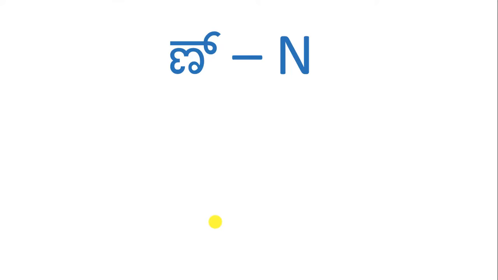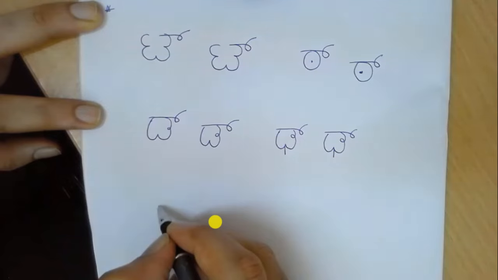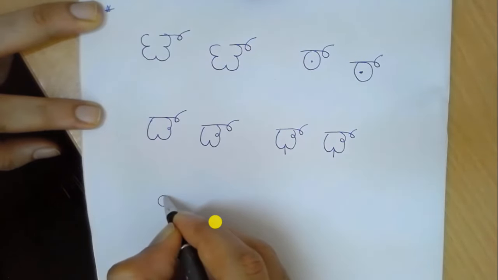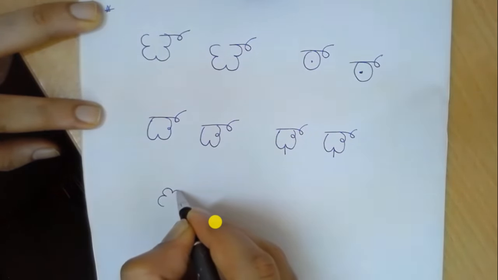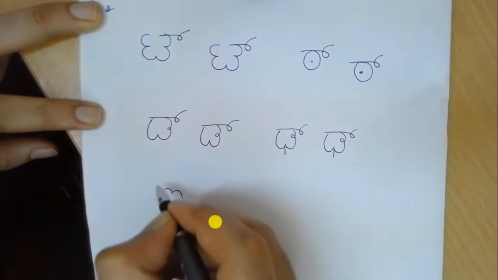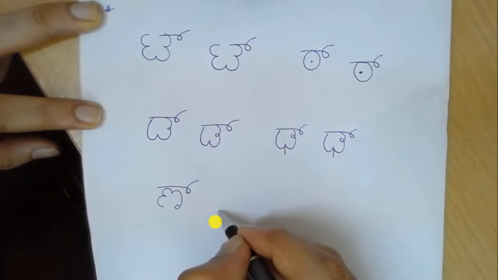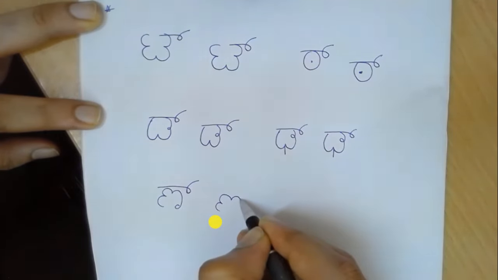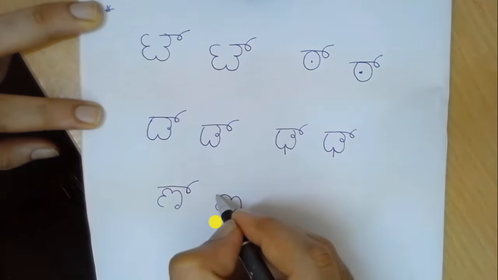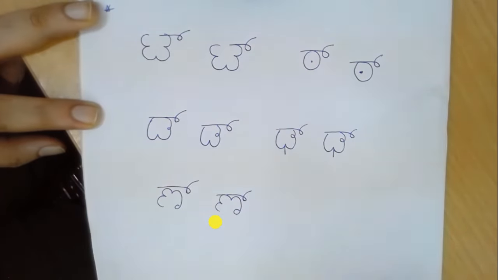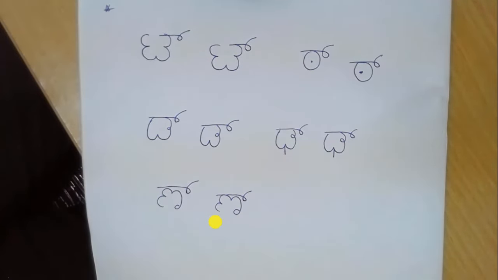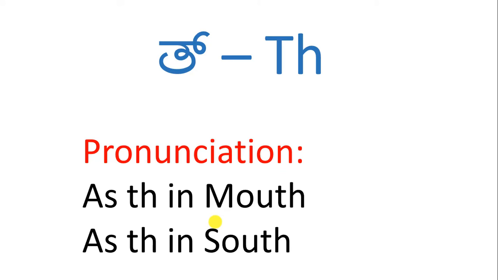But now let us see how to write this root consonant. Mind you that it is not n, it is not nap, it is n. And this is how we write n. The next root consonant is t.